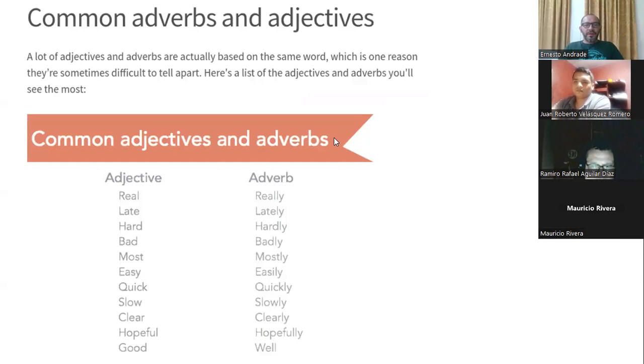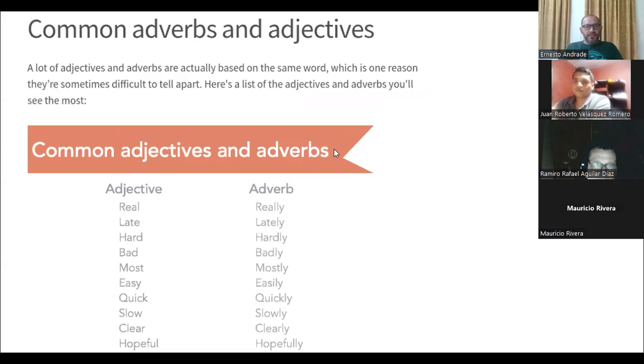Common adverbs and adjectives. Nice. So a lot of adjectives and adverbs are actually based on the same word, which is one reason they're sometimes difficult to tell apart. What is tell apart? Do you know what is tell apart? Diferenciar, teacher. Very good. That is it. Tell apart.